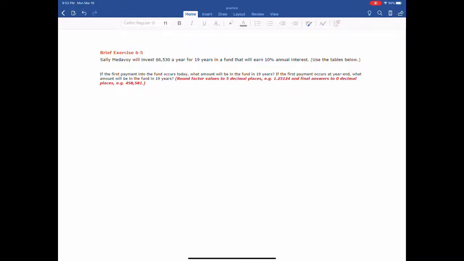Okay, in this section, I'm using an example to apply the present value or future value of an annuity, either ordinary annuity or annuity due. So for the annuity problems, we have two formulas.